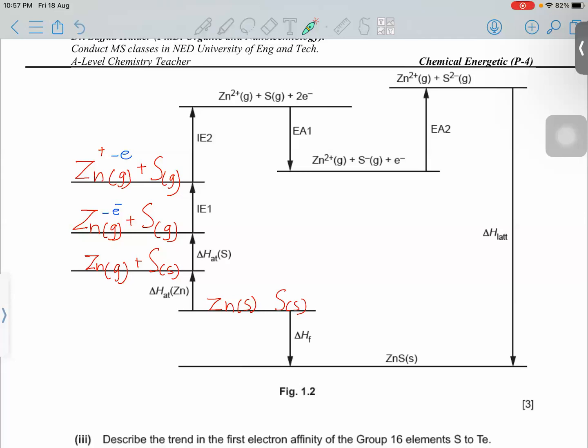Okay. In our initial cycle, we used two arrows, first arrow for the zinc and second arrow for the sulfur. But here the examiner used a single arrow to confuse us, right? Yes. So it's your choice: either use a single arrow or use separate arrows for zinc as well as for sulfur.